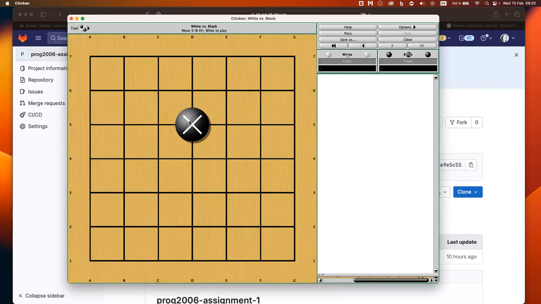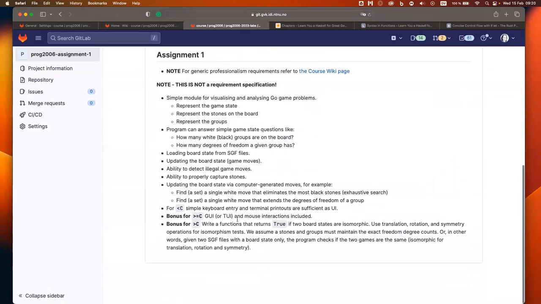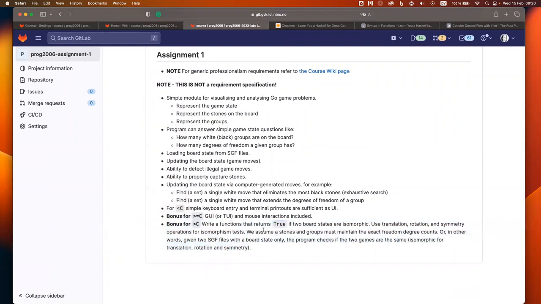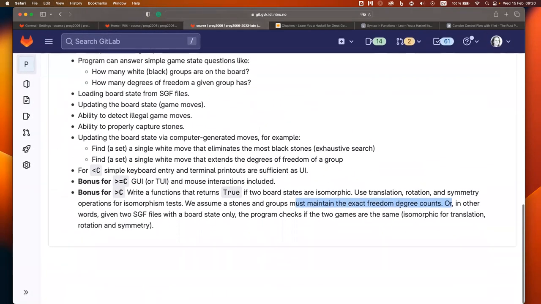Okay, so I took some notes to remember what I need to talk about in my spec, and those two symmetries that I talked about is this point here. So we want to check if two board states are isomorphic, and we're doing it by maintaining the exact number of freedom degrees for the groups, right?